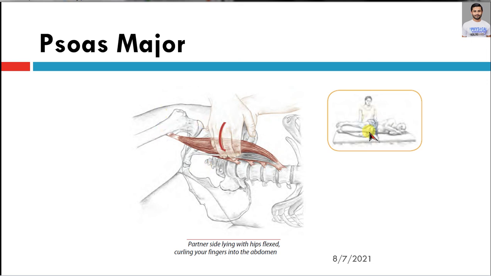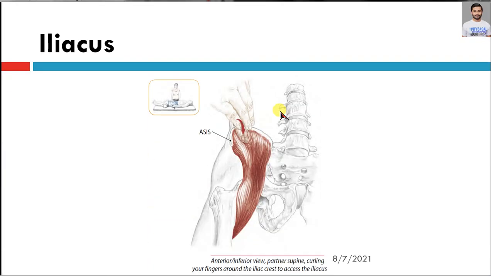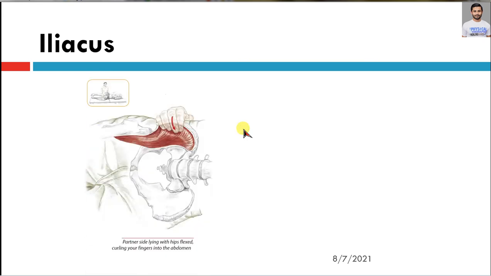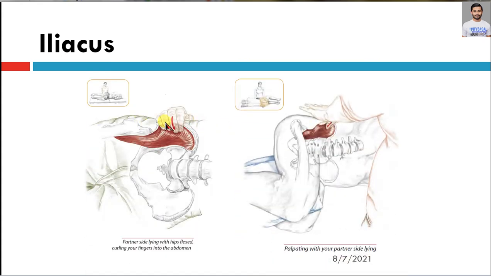Here you can see in the side-lying position the therapist trying to palpate the psoas major on the subject patient. The iliacus, again, is a deeply situated muscle, and some part or upper part of it can be palpated, but with caution, and if the patient is skinny you can do it. Here you can see how the therapist is trying to get hold of this muscle, and you need to go inside either with the help of your fingers or with your thumb. The patient needs to be in side-lying position.